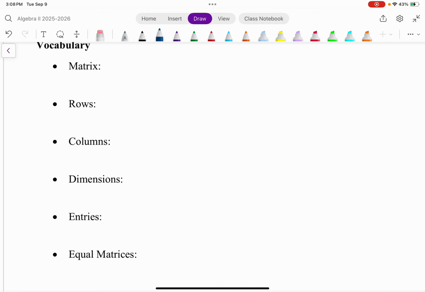To start off with, I'm going to give you some examples of what these vocab words mean. They will show up in questions. You're not going to be necessarily tested on what the vocab is, but they will show up in questions, so you need to know what they mean.